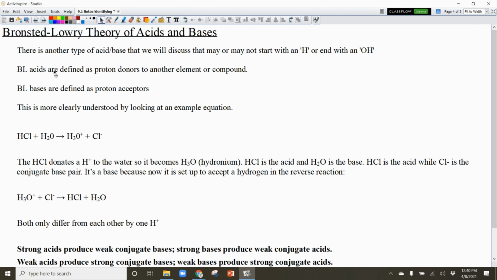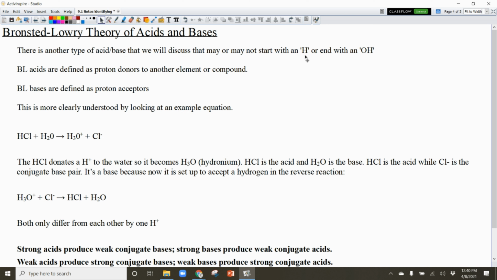Okay. The Bronsted Lowry theory of acids and bases is a little bit more difficult than the Arrhenius theory, but you just have to remember what a Bronsted Lowry acid and base is. And this is just another type of acid and base that we discuss. Sometimes Arrhenius acids are also considered Bronsted Lowry acids or bases. But the definition is just a little bit different.